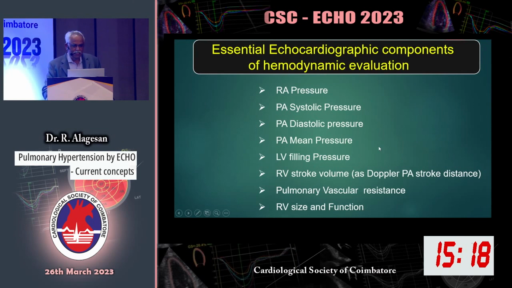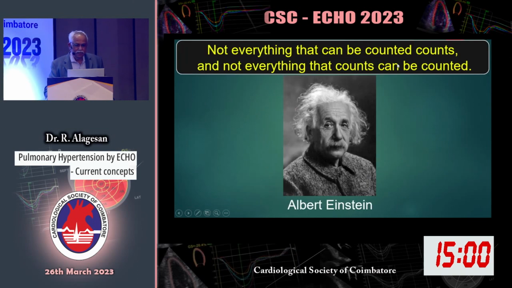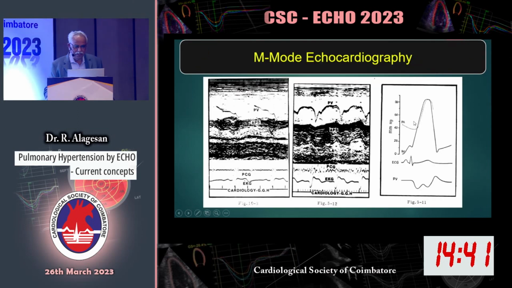So echocardiogram, what can it give? It can assess the right atrial pressure. It can assess the pulmonary systolic pressure, pulmonary diastolic pressure, mean pressure, LV filling pressure. We can, of course, measure the RV stroke volume, pulmonary vascular resistance. We can assess also the RA-RV size and look at the RV function. The one thing we have to remember is the pressures are not exactly measured by the Doppler. Suppose the RV pressure calculated is 80 millimeters, it will not be exactly 80. So not everything that can be counted counts, and not everything that counts can be counted by echocardiogram.